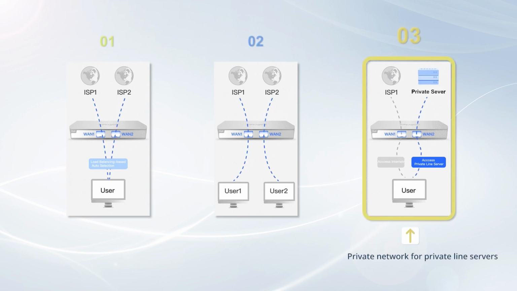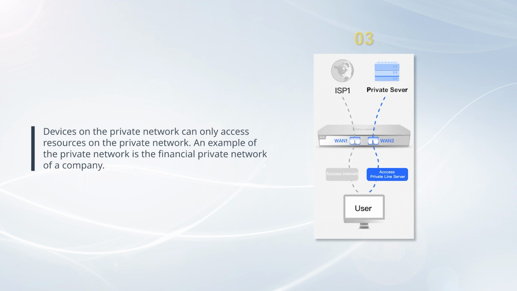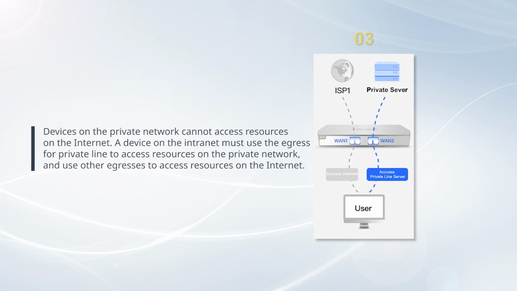3. Private network for private line servers. Devices on the private network can only access resources on the private network. An example of the private network is the financial private network of a company. Devices on the private network cannot access resources on the internet. A device on the internet must use the egress for private line to access resources on the private network, and use other egresses to access resources on the internet.